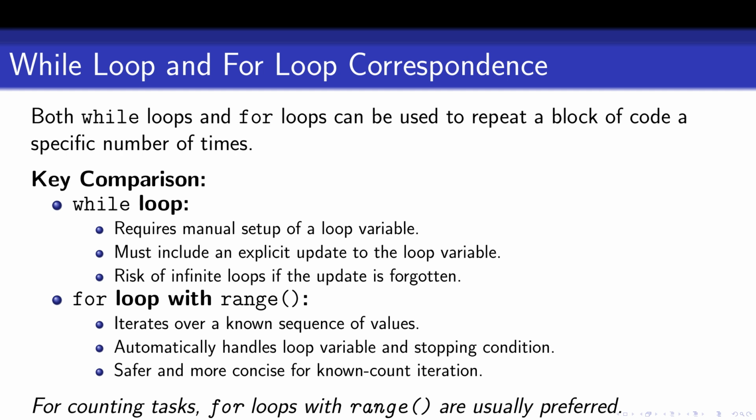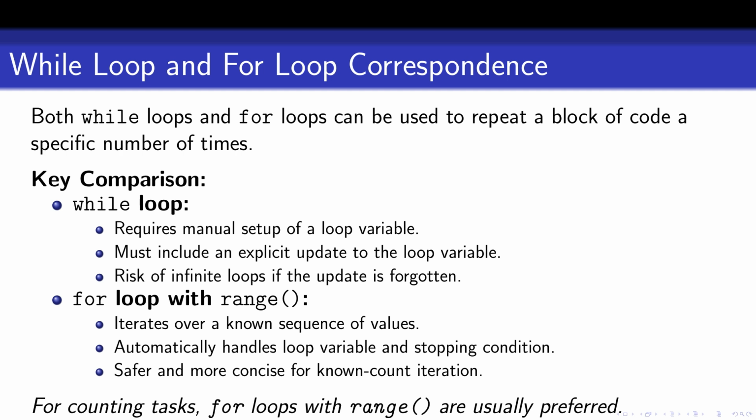This slide compares while loops and for loops, especially in the context of counting tasks. Both can be used to repeat an action a specific number of times, but they do so differently. A while loop requires manual setup. You have to initialize a counter variable, write a loop condition, and increment the counter inside the loop.